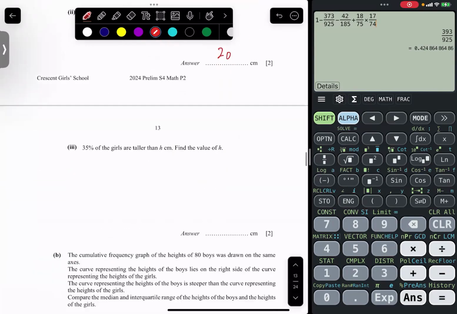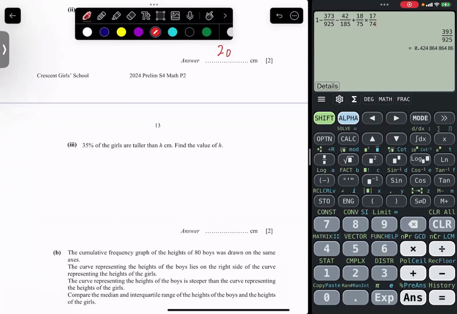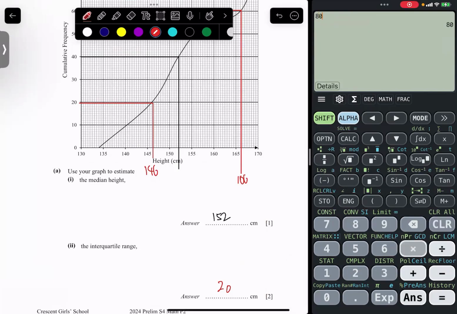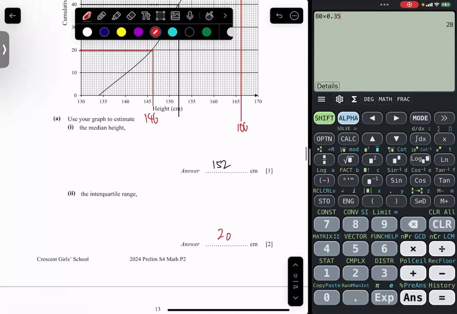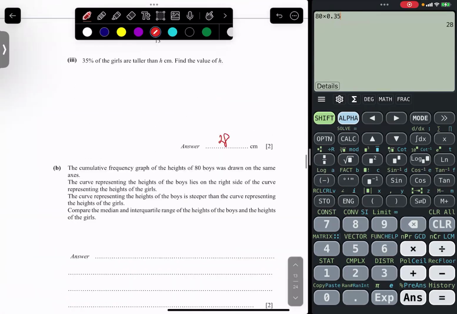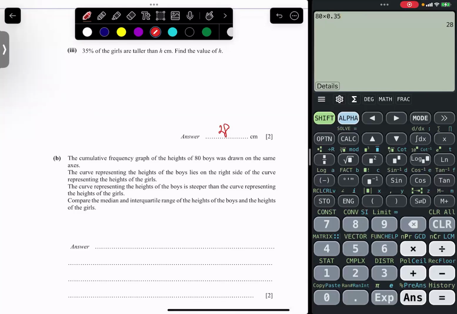Okay. 35% of the girls are taller than H. Find the value of H. Okay. So 35% of 80, okay, 28. So 28 girls. Oh, the cumulative frequency graph of 80 boys was drawn on the same axis. The curve representing the height of the boys lies on the right side of the girls. Okay, the curve representing the height of the boys is steeper than the curve representing the height of the girls.